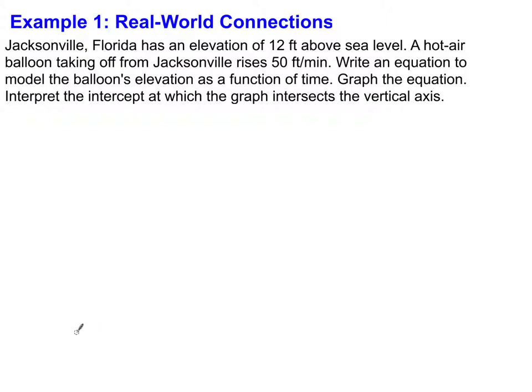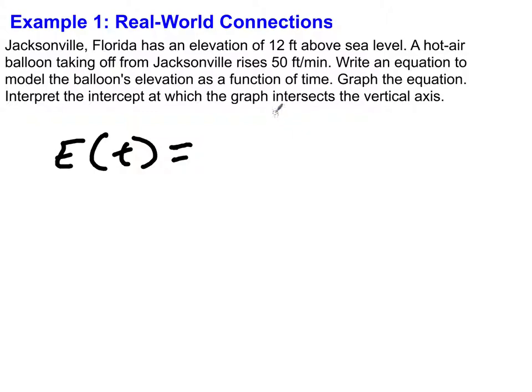Example 1. Jacksonville, Florida has an elevation of 12 feet above sea level. A hot air balloon taking off from Jacksonville rises 50 feet per minute. Write an equation to model the balloon's elevation as a function of time. So we want to write elevation as a function of time. E of t equals something. Graph the equation. Interpret the intercept at which the graph intersects the vertical axis. So they're saying, tell us what the y-intercept actually means.